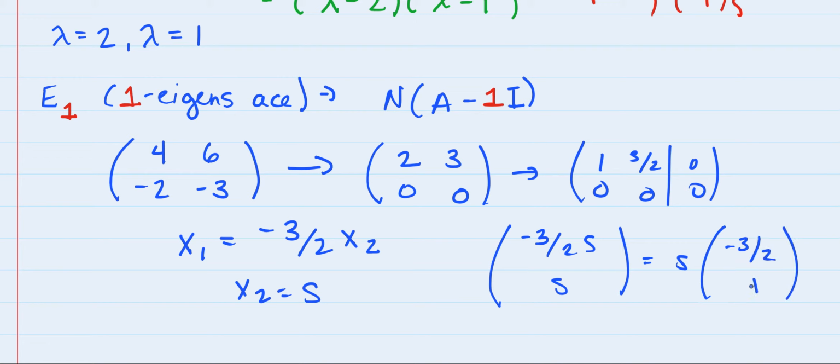I don't really like fractions all that much. So what I'm going to do, remember that any multiple of this is also a basis. So I'm going to multiply this by 2, and I get that this null space is the span of the vector -3, 2. Right? Because it's the span of this vector, and so just a linear combination of that vector would also be a basis. And I just multiplied it by 2 to get rid of that fraction.